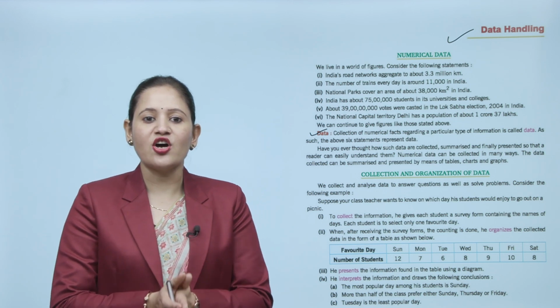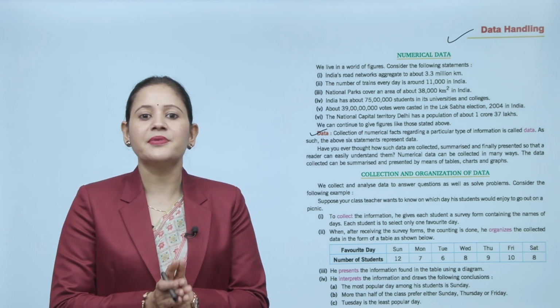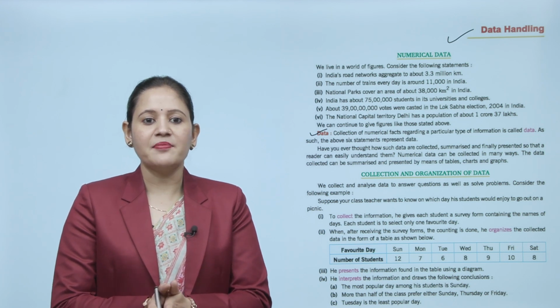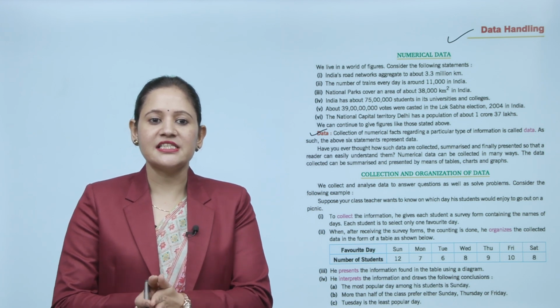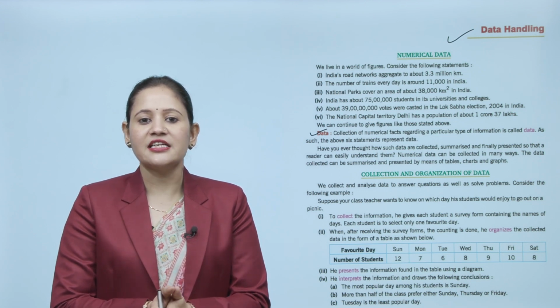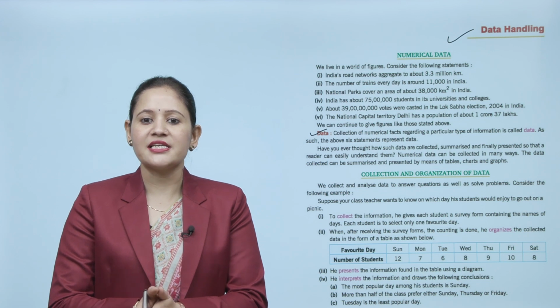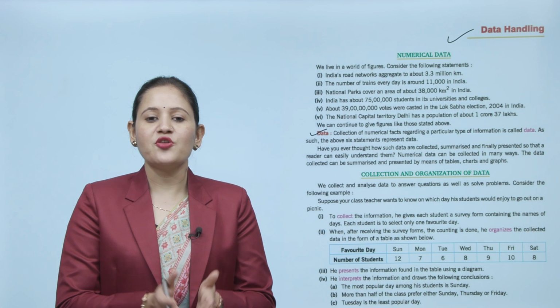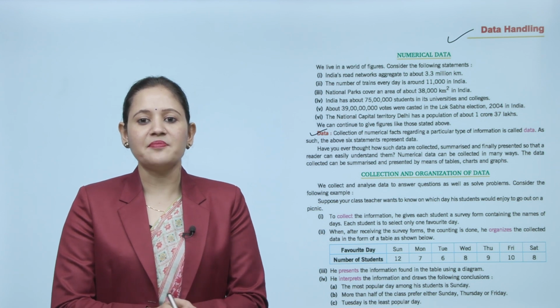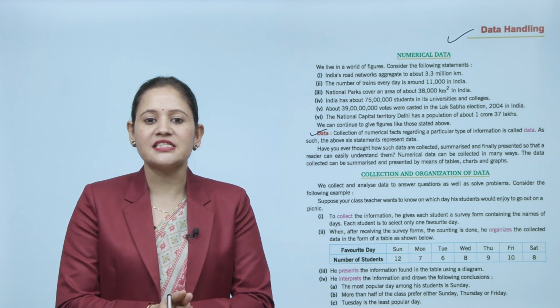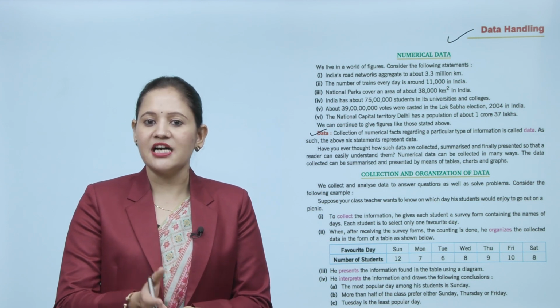A collection of numerical facts regarding a particular type of information is called data. As such, the above six statements represent data. Have you ever thought how such data are collected, summarized and finally presented so that a reader can easily understand them? Numerical data can be collected in many ways. The data collected can be summarized and presented by means of tables, charts and graphs.